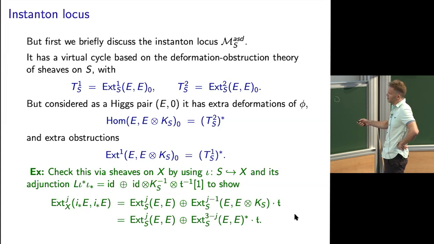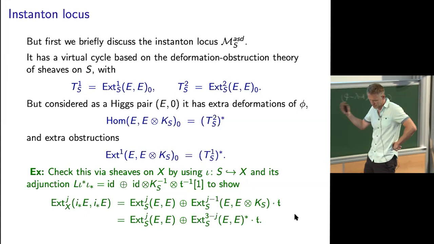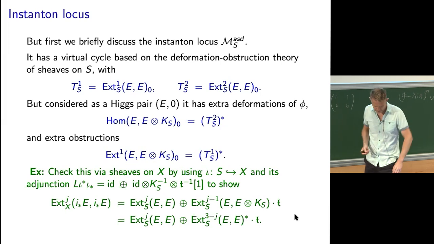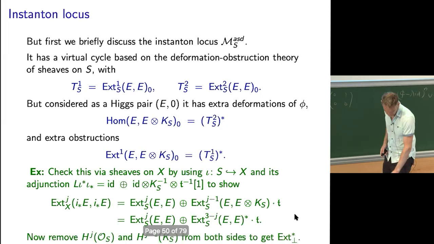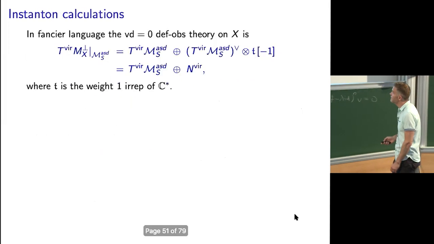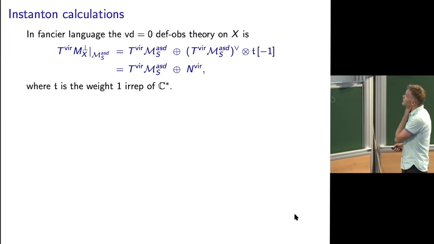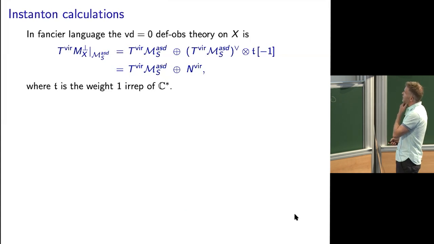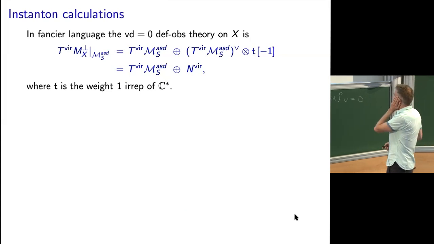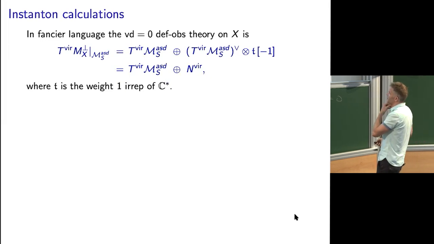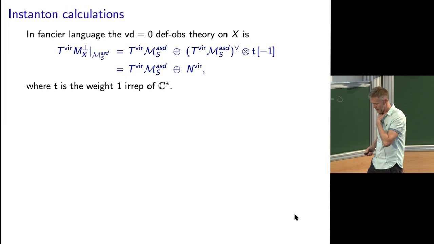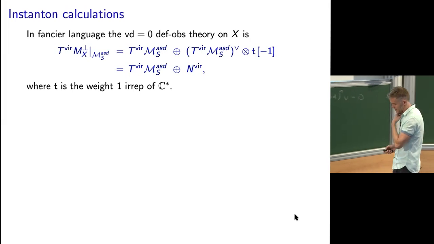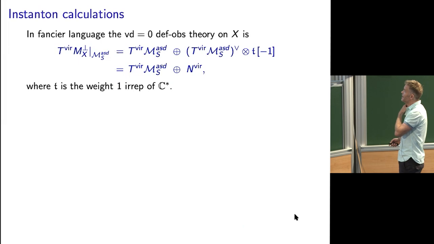So here's your curly E, it's just the push forward of straight E. When you take its deformation theory, you get the original deformation theory on S, but then you get this other piece, which is essentially the dual of that, up to a shift and a character of C star. Okay. So in fancier language, this says that when considered on X, you're taking a minus one shifted cotangent bundle of the derived scheme of sheaves on S. So that doesn't help anyone, I appreciate.